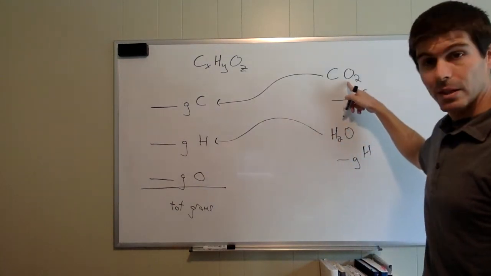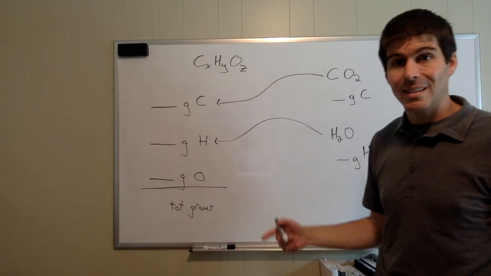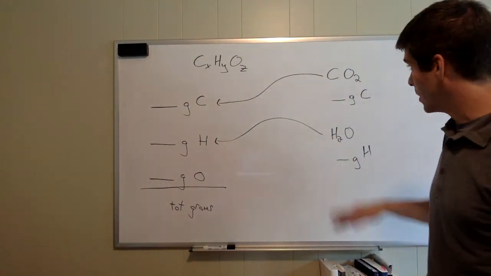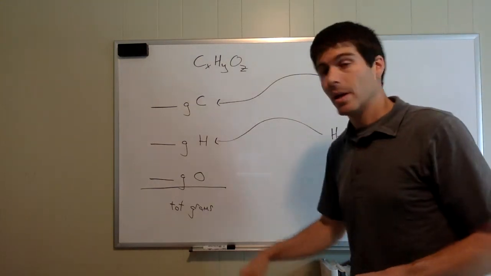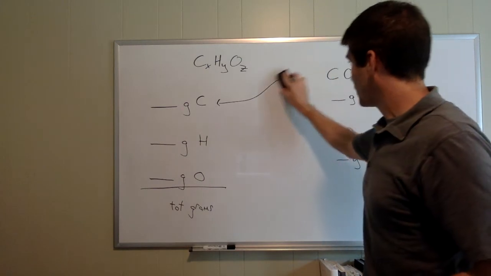Now the trick is you can't actually keep track of the oxygen that way. Oxygen is in the CO2, it's in the water, and there's usually excess oxygen in order to make sure everything burns. So you can't do this with the oxygen, but we can do this with the carbon and the hydrogen. How do we get the oxygen then?